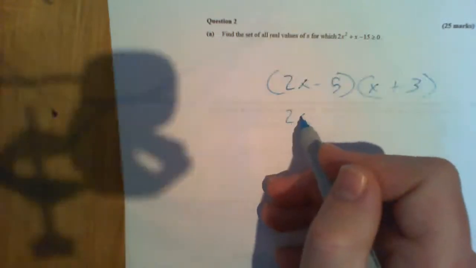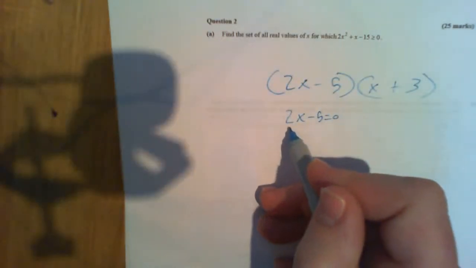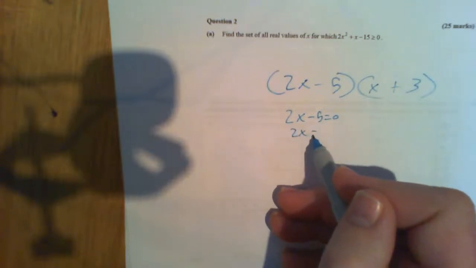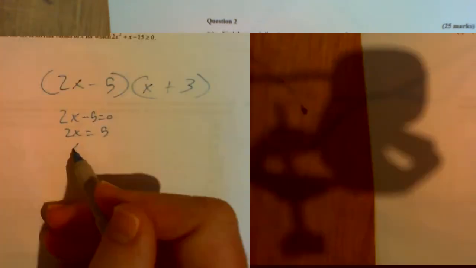So let's solve this. Let's take this one on its own. That's 2x minus 5 equal to 0. Add 5 to both sides. Divide both sides by 2. And then let's do our other side. So we have x plus 3 equal to 0. Take away 3 from both sides. So there's our two possible answers.